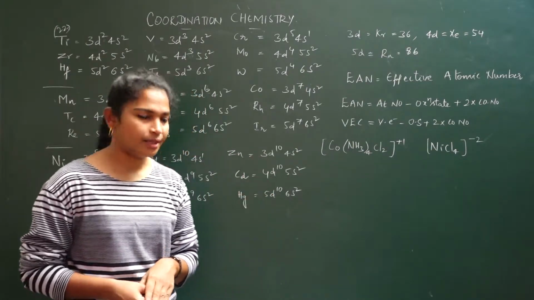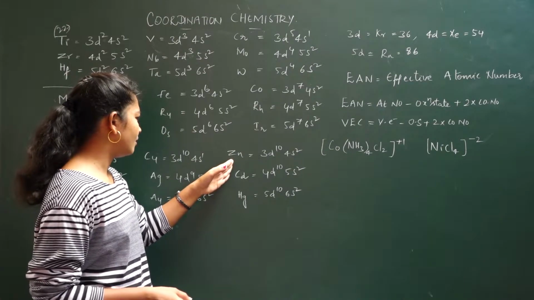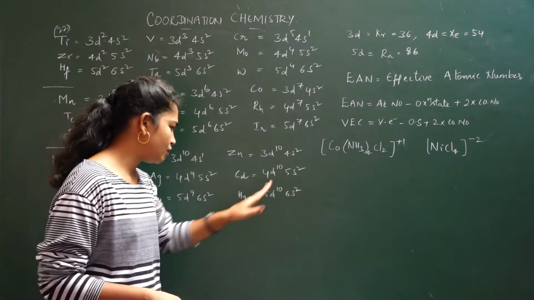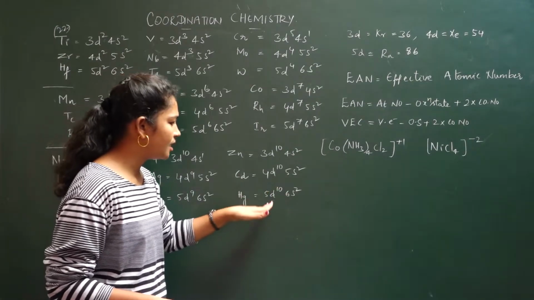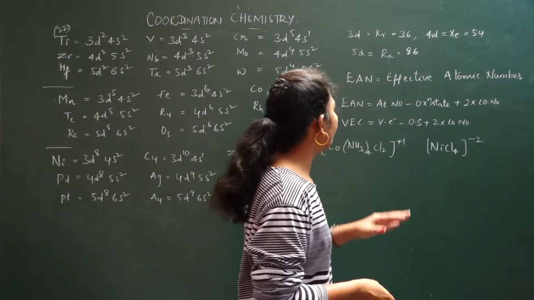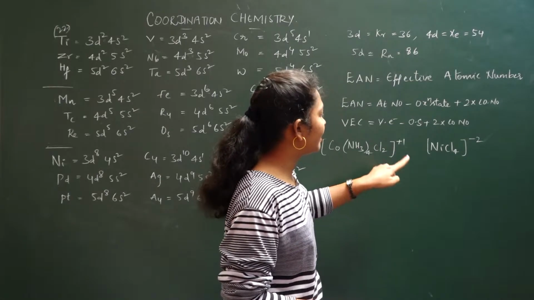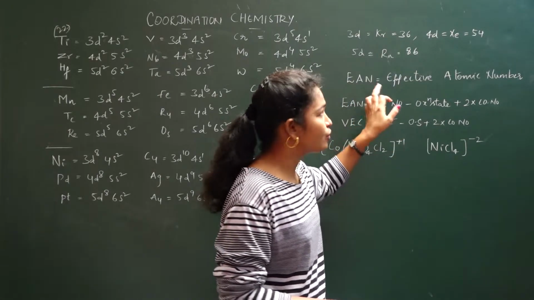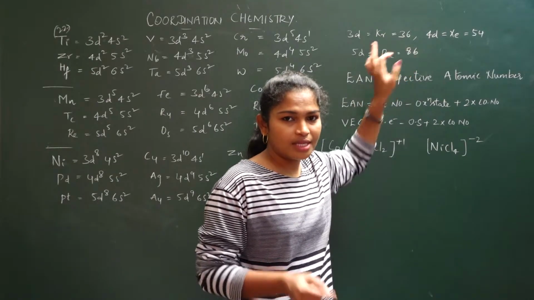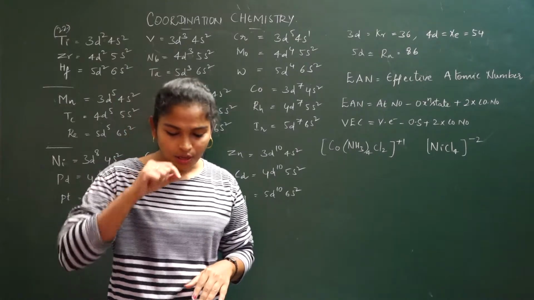Here comes zinc. Zinc is 30, right? 3d10 4s2. Cadmium is 4d10 5s2. Mercury is 5d10 6s2. Now to follow the effective atomic number rule, the effective atomic number of the complex should match the noble gas configuration. Then we say that it follows the EAN rule.